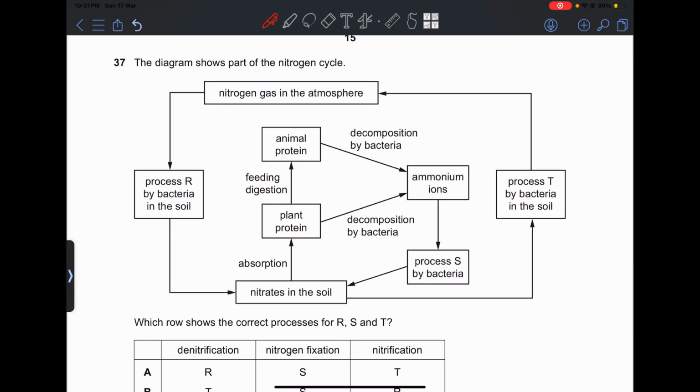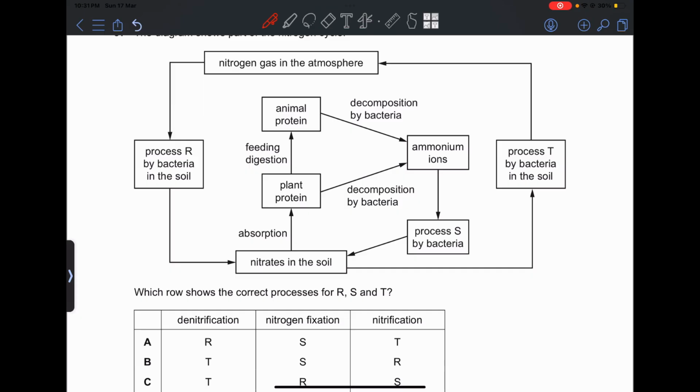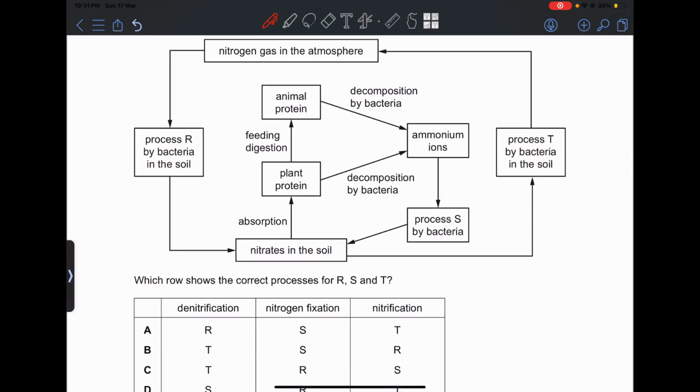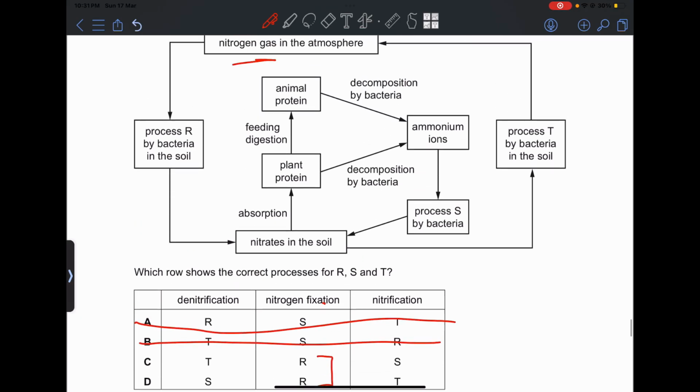37. The diagram shows part of the nitrogen cycle. Which row shows the correct processes for R, S, and T? So R over here is the process R by bacteria in the soil. This is actually nitrogen fixation. It always occurs from the nitrogen gas in the atmosphere. So you're going to be choosing over here between C and D for now because these are the only ones that have R as nitrogen fixation.